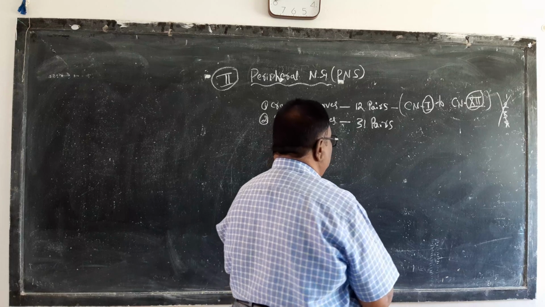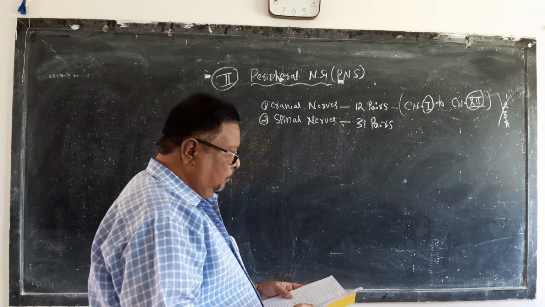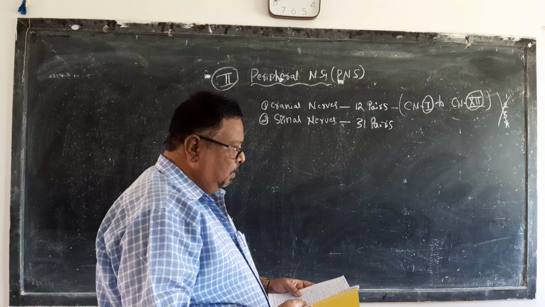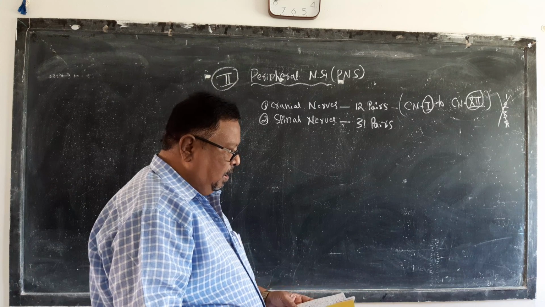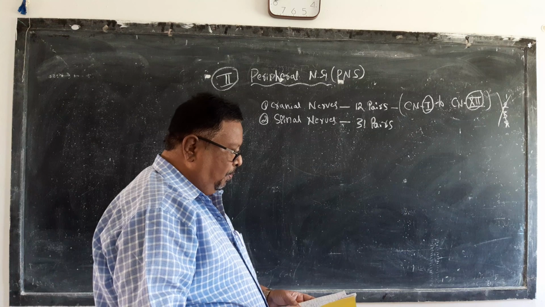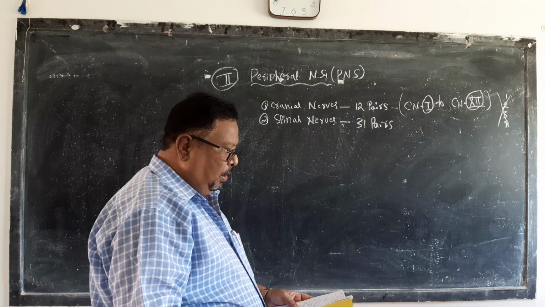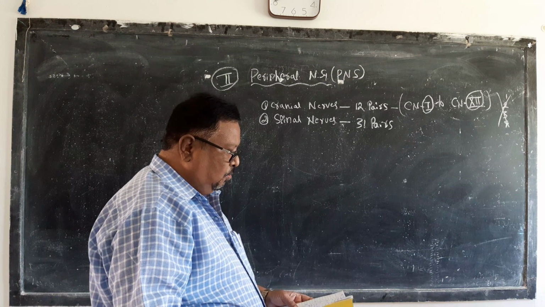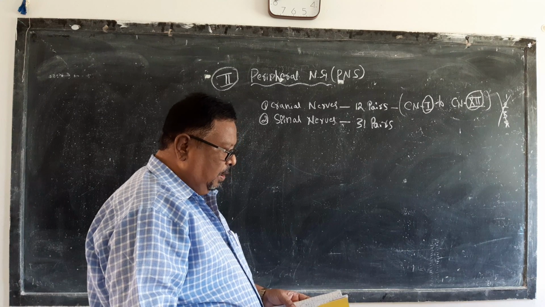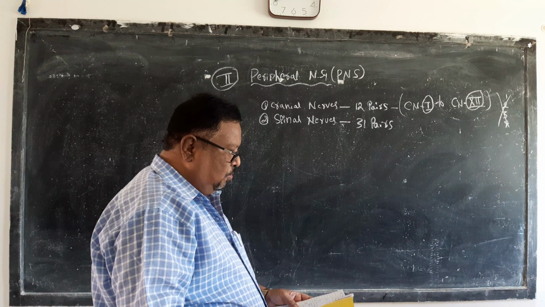The spinal nerves are 31 pairs. There are 31 pairs of spinal nerves that arise from the spinal cord, and they are named and grouped according to the vertebrae with which they are associated.